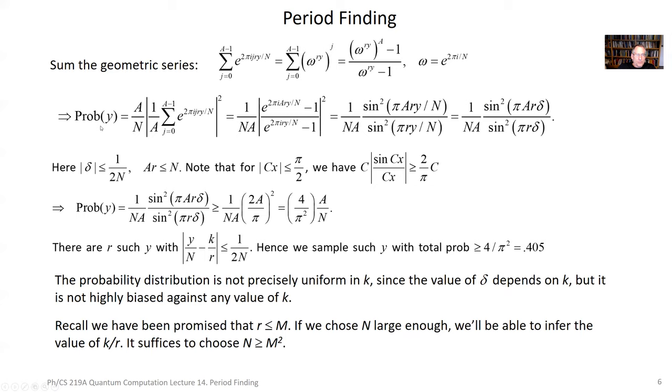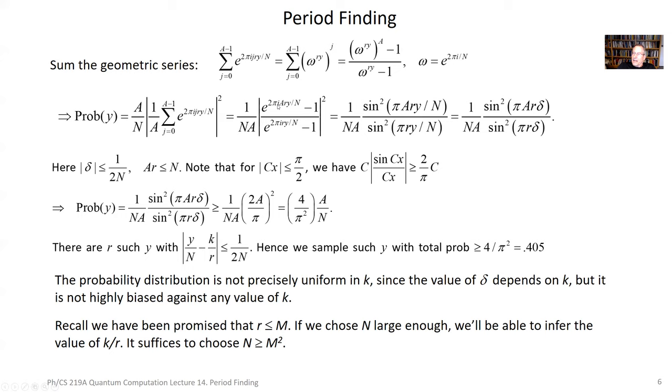And then we have to normalize that and take its absolute value squared. So in terms of omega, we have omega to the ry raised to the power j, and we're summing j over these a values. And this is what the sum of the geometric series will be. It's going to be this factor, omega to the ry raised to the power a, minus one in the numerator, divided by omega to the ry minus one in the denominator. Omega equals e to the 2 pi i over n. Okay, so coming back to our expression for the probability of getting outcome y, this is what I had written down before. Here now I've done the sum, substituted in this, and so that's the thing whose absolute value squared we have to take.